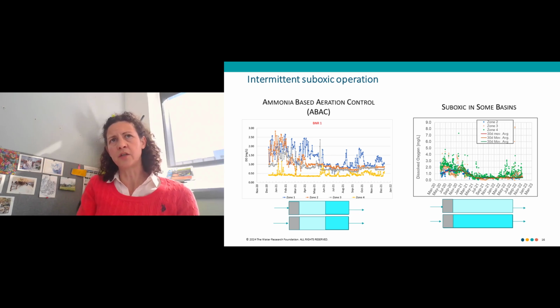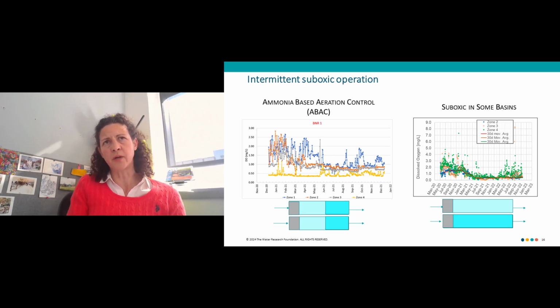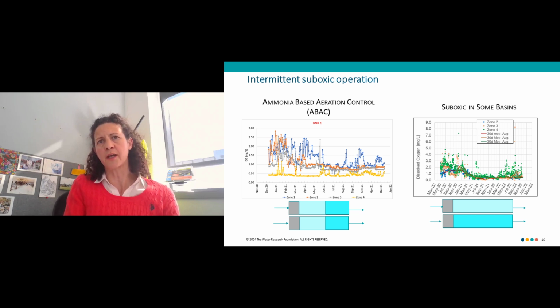Another one is when utilities implement ammonia-based aeration control. That control will depress the DO as much as possible unless the ammonia set point is exceeded, at which point the DO would be increased, maybe to concentrations above 1.5 milligrams per liter. But oftentimes, these utilities operate either spatially or temporally at different parts of the aeration basins in low DO conditions. And let's define low DO here operationally as average concentrations of less than 1 milligram per liter.